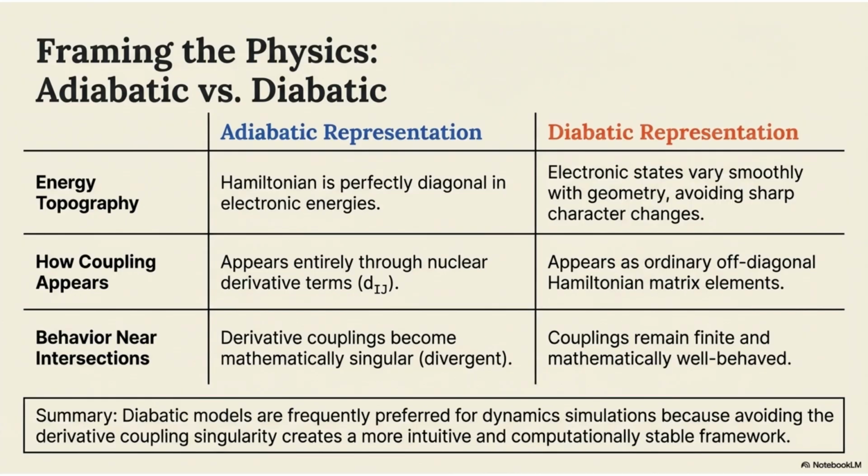The adiabatic representation has a diagonal Hamiltonian, and coupling appears through nuclear derivative terms. The diabatic representation has electronic states that vary smoothly, and coupling appears as ordinary off-diagonal Hamiltonian matrix elements. Diabatic models are often preferred for simulations due to computational stability.